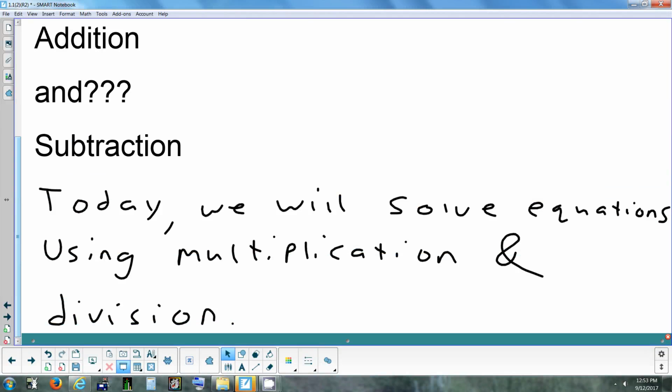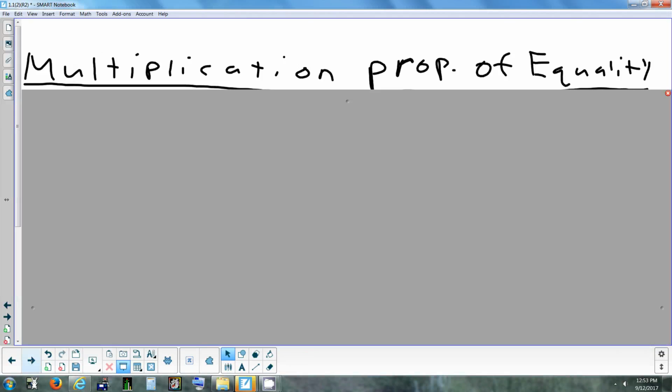We're going to go through the first property. We'll do some examples. Second property, do some examples. And then the last problem is a word problem. Okay? That's usually how we do it.